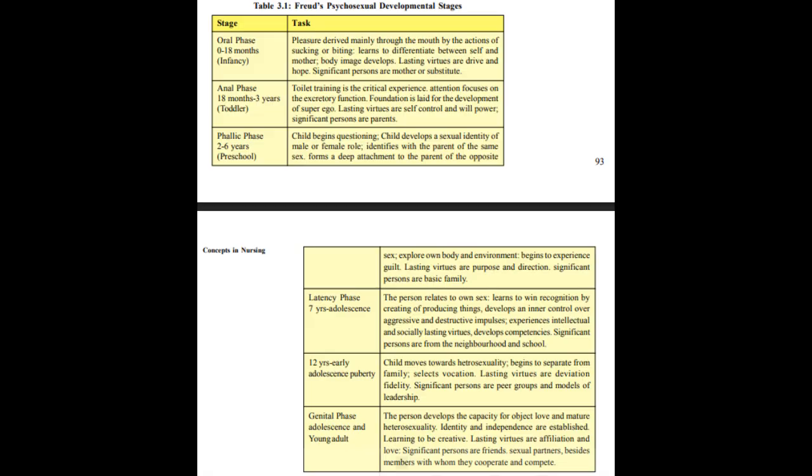Table 3.1 describes the various developmental stages and tasks to be accomplished in each stage. Table 3.1 Freud's psychosexual developmental stages. Look at the screen. The needs of each stage should be understood by the nurse, to help the individuals and families to meet the needs. The condition when one does not develop from one stage to the next and is not satisfied to proceed to the next stage is called fixation.